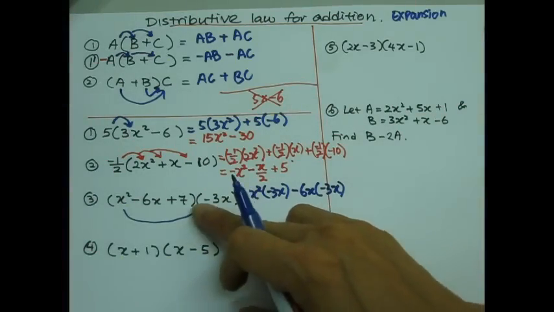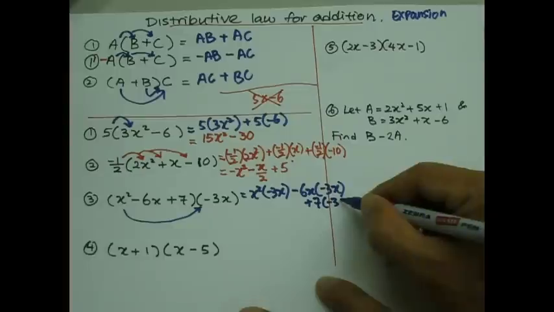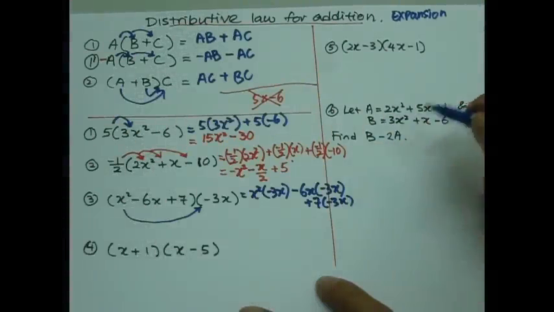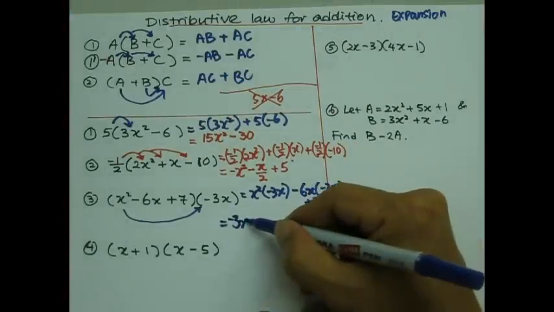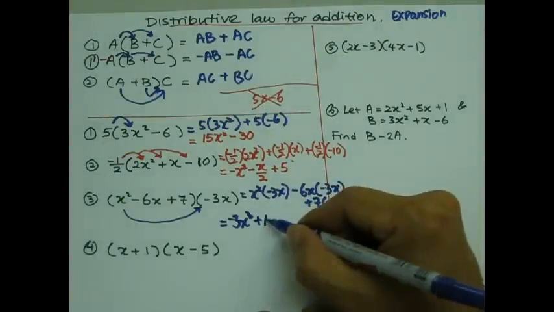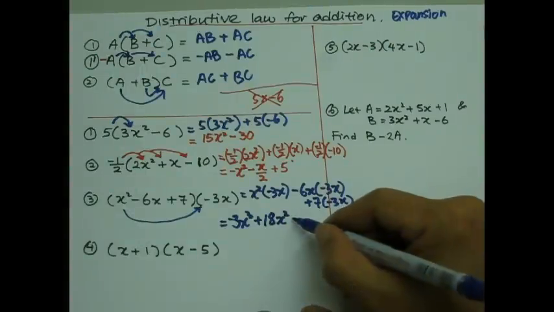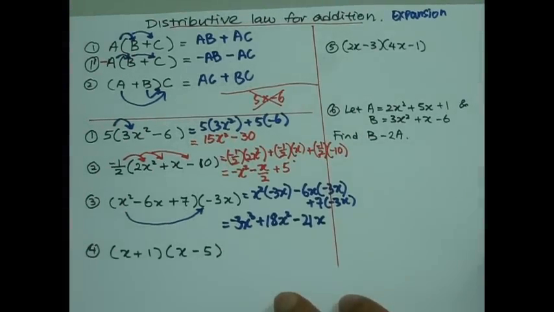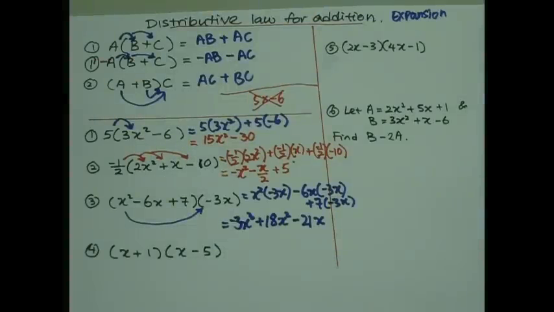And then the next one is plus 7 times negative 3x. It would be nicer if I could put it here, but I need this space later on. So this will give me negative 3x cubed, plus negative 6 times negative 3, that will be 18. x times x gives me x squared. 7 times negative 3 is minus 21x. And then I'm done. Right, for questions number 4, 5 and 6, can you please give it a try before you resume?